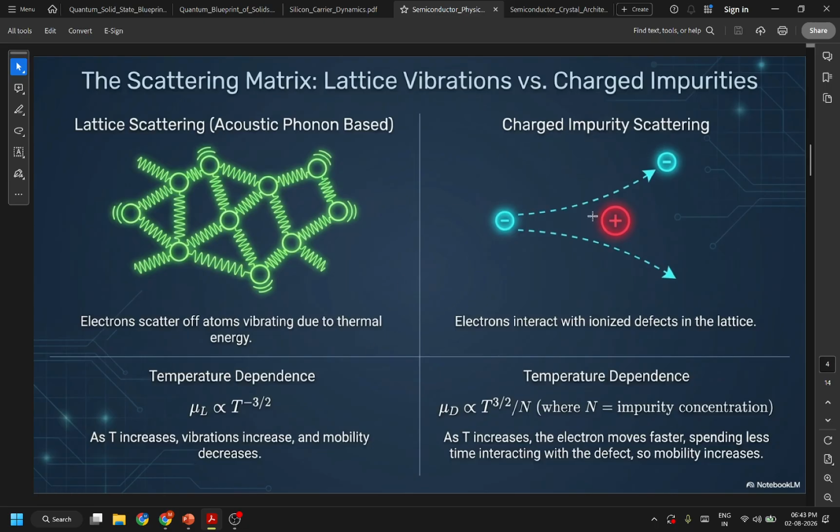Now charged impurity scattering, where electrons interact with ionized defects in the lattice. So the lattice may have some defects which are ionized, and the electrons scatter due to the electrostatic force between the two, and this mobility is defined as mu D, which is proportional to T power 3 by 2 divided by N, where N is the impurity concentration. So as T increases, the electrons move faster, spending less time interacting with the defect. So mobility will increase.